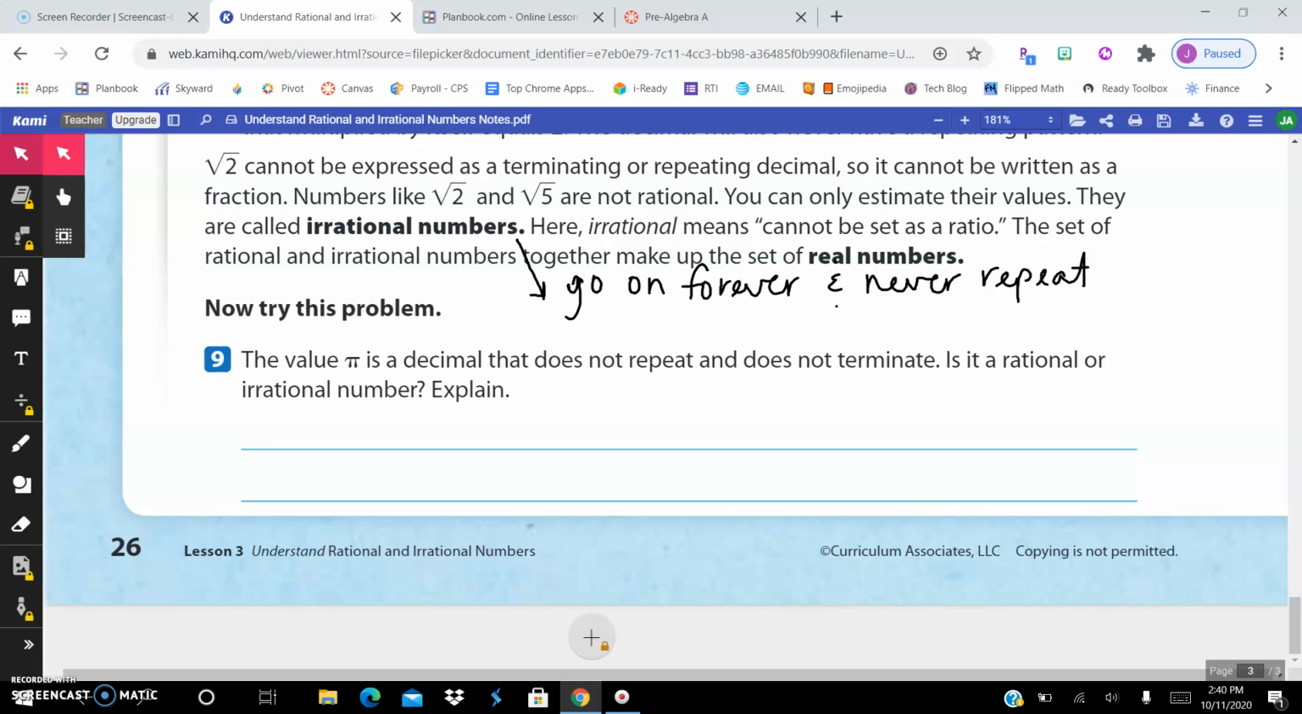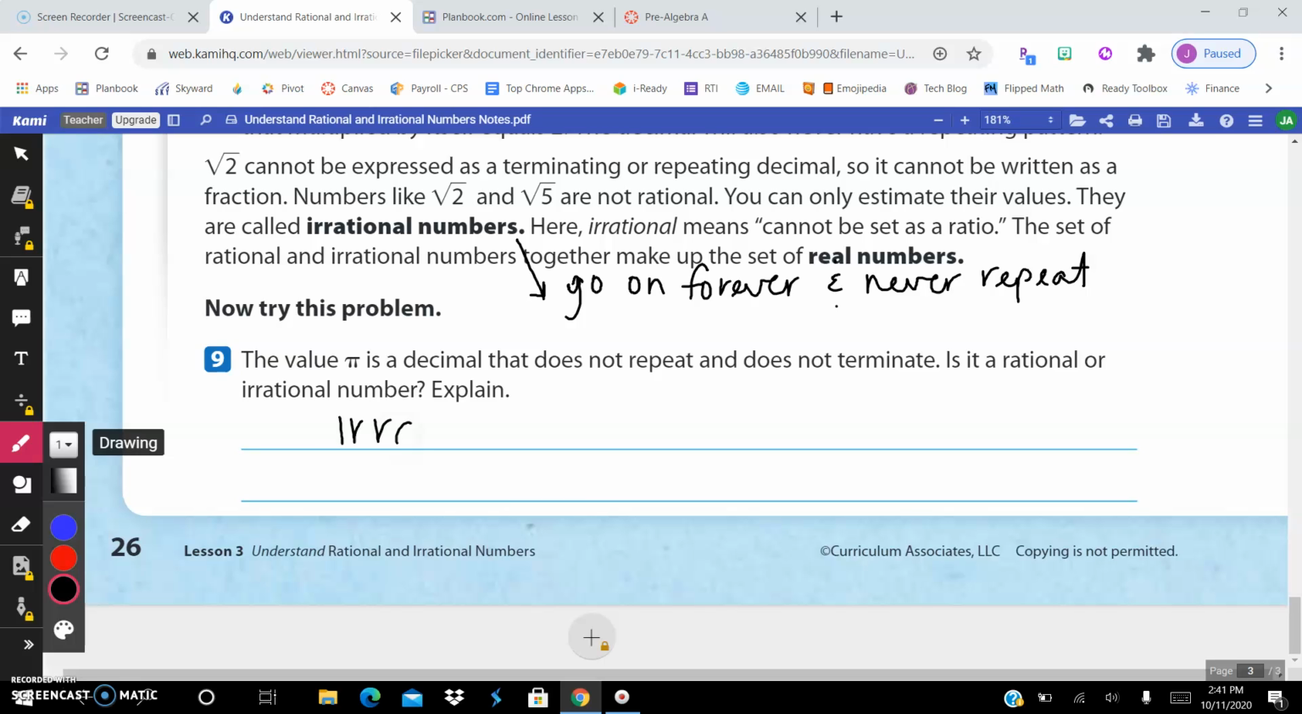And then for our last question, number 9, the value pi is a decimal that does not repeat and does not terminate. Is it rational or irrational? We just talked about that. It's definitely irrational. And the explanation on that is it goes on forever and never repeats.